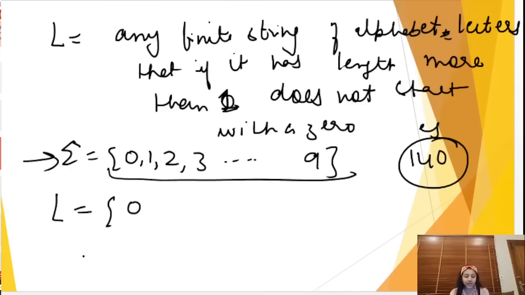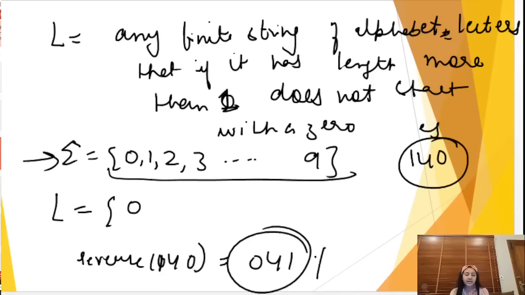Now if I calculate the reverse of 140, this comes out to be 041. Now this does not belong to my language L because the length of this string is more than 1 and it is starting with a 0. So it may be a possibility that if any word belongs to a language L, then the reverse of that particular string may not belong to the language L.